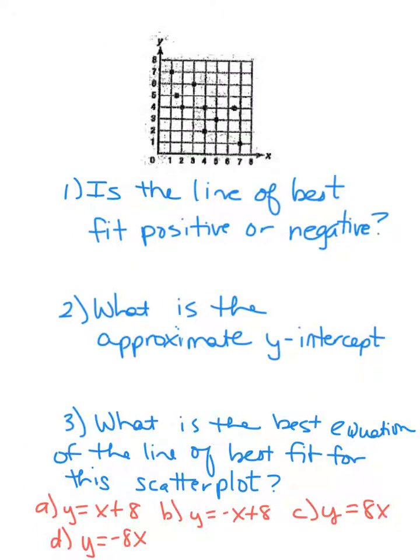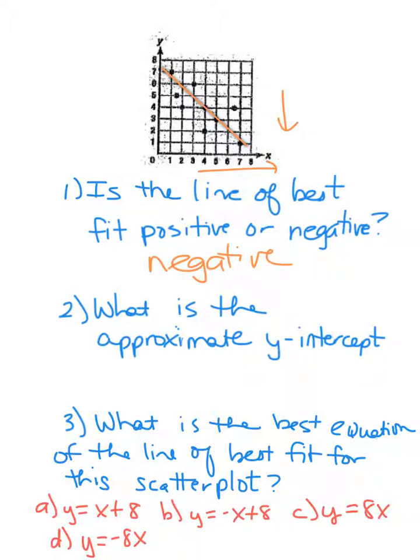Now let's look at the graph that we're given. The first thing we're going to have to do is draw a line of best fit. So again, we'll just do our best to go kind of in between the data points. Try to do the best we can there. And the first question says, is the line of best fit positive or negative? And in this case, it's negative: as x is increasing, y is decreasing. So that gives us a negative slope, which is a negative correlation.